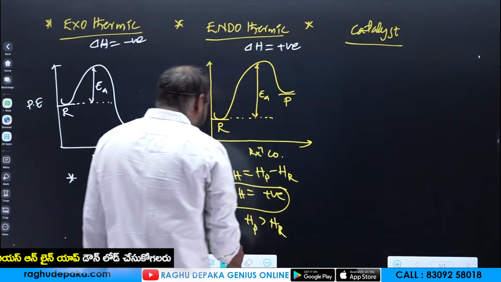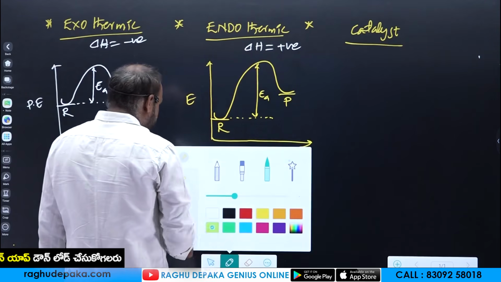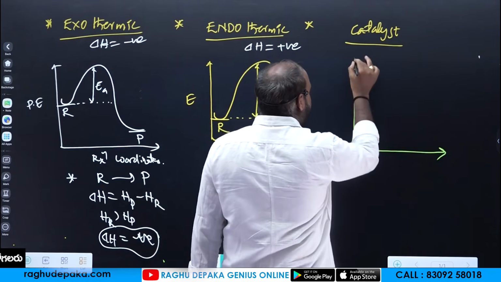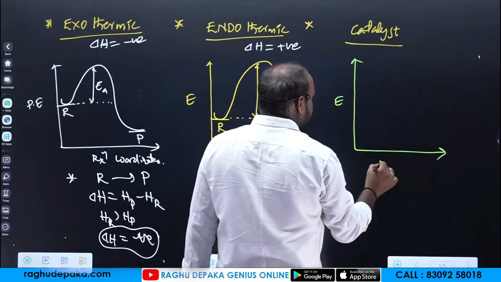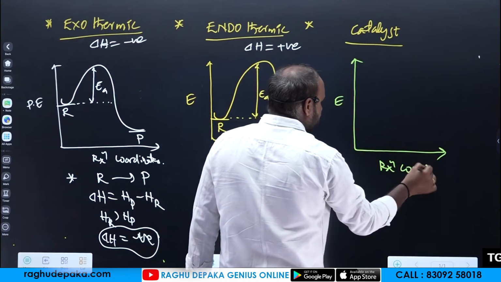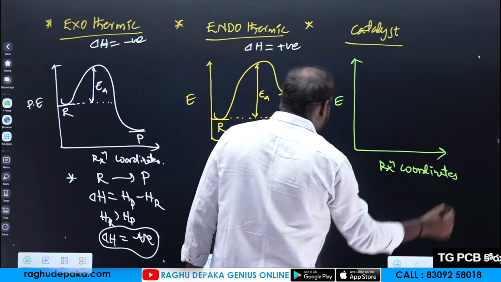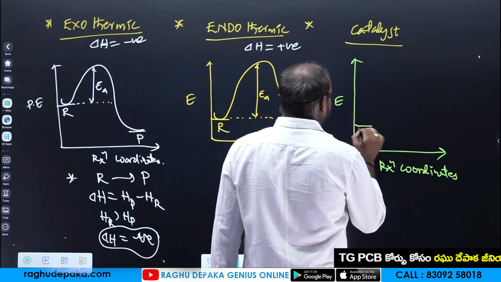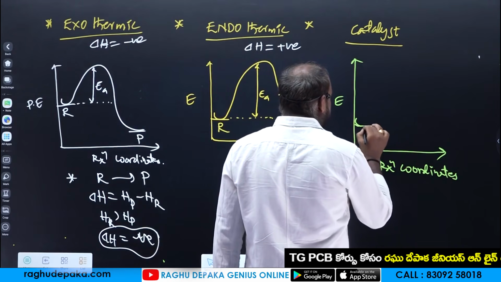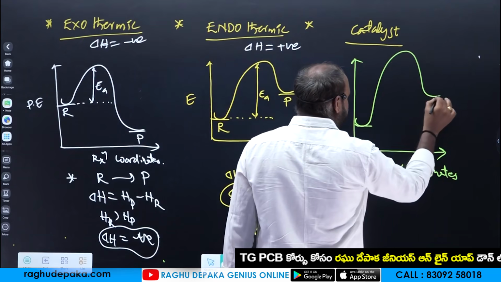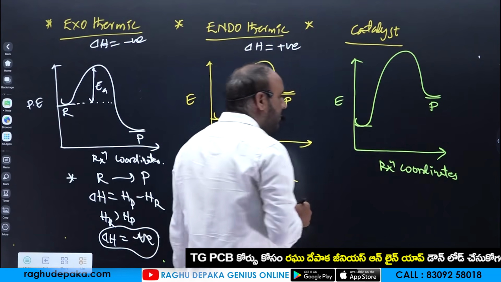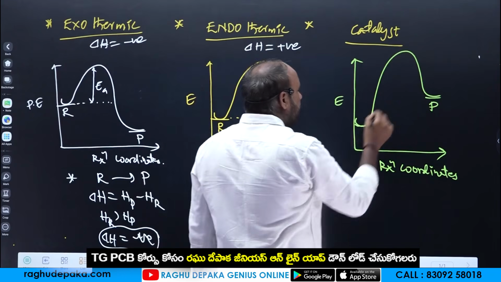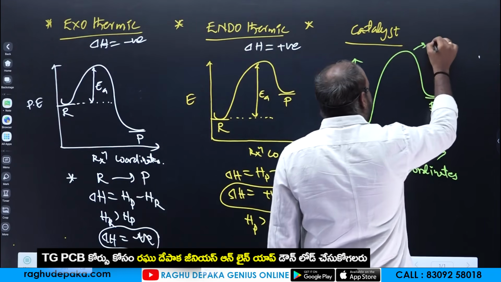So then coming to the part of catalyst, right? So what is a catalyst? Here, in the absence of catalyst, we plot energy against reaction coordinates. Any one of the reactions we may consider, either exothermic or endothermic. I am going to consider an endothermic reaction, right? So this is the endothermic reaction, reactants, and this is the products. This is what happens in the absence of catalyst.